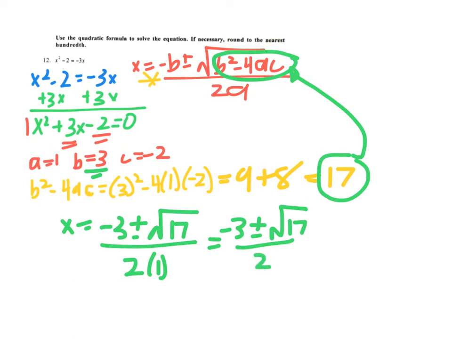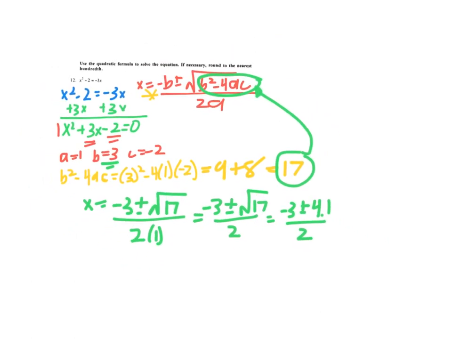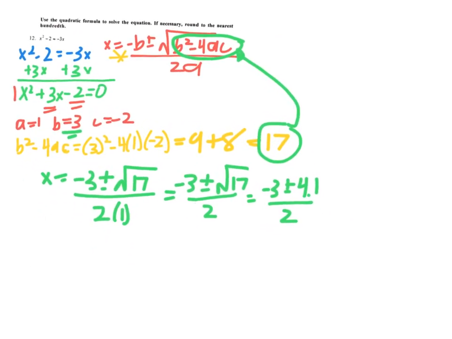They want us to round to the nearest hundredth, so I'm going to actually type in the square root of 17 into my calculator. When I do that, I get 4.1. So this is going to be equals negative 3 plus or minus 4.1 divided by 2. Again, I'm going to zoom a little bit so I have some space.